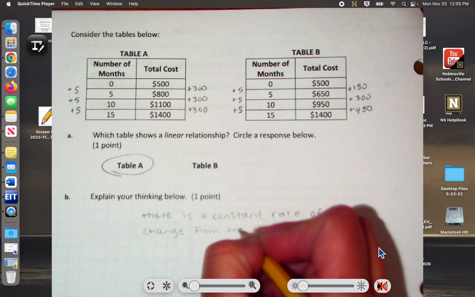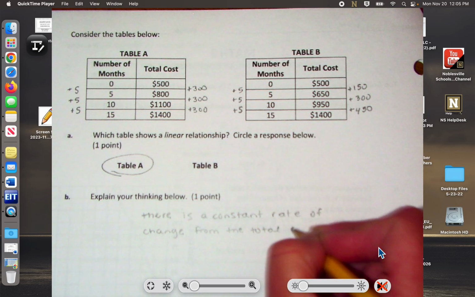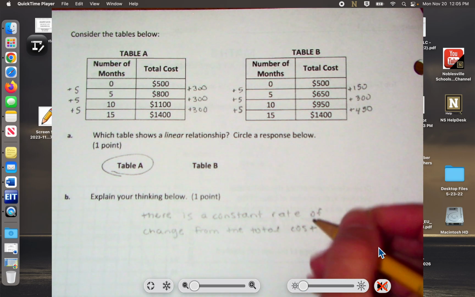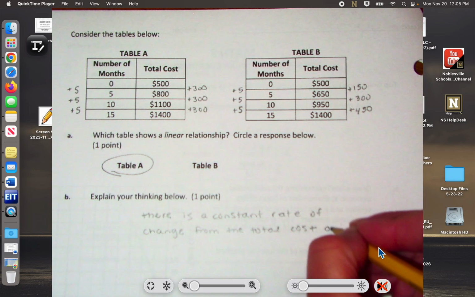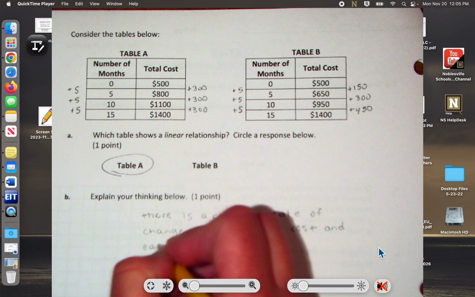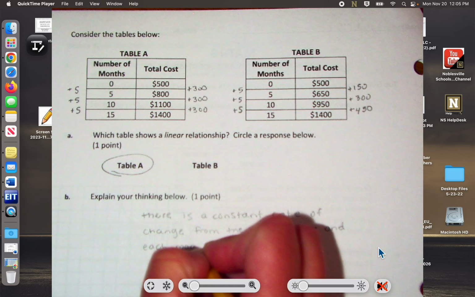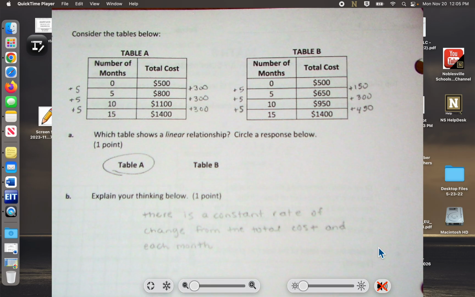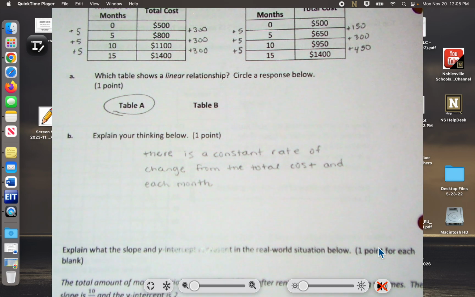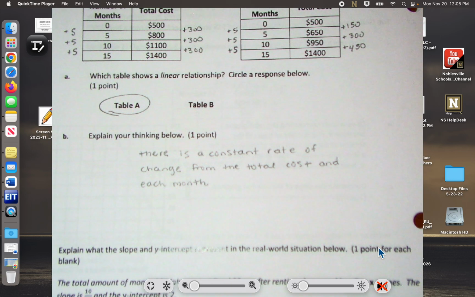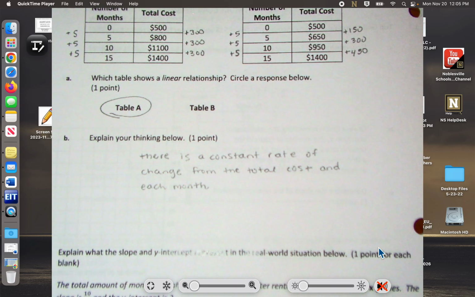From the total cost and each month. Are either of these considered proportional? Why, how do you know that so confidently, Dexter? How do you know they are not proportional? Proportional, it needs to be a straight line and start at 0, 0. Correct. Those do not. These are linear, but they're not proportional because they would not start at 0, 0. Okay, good job.